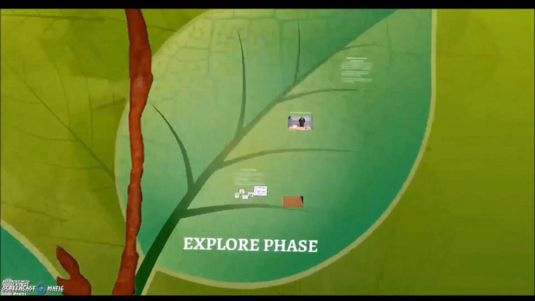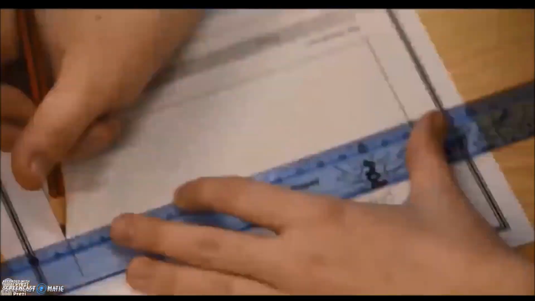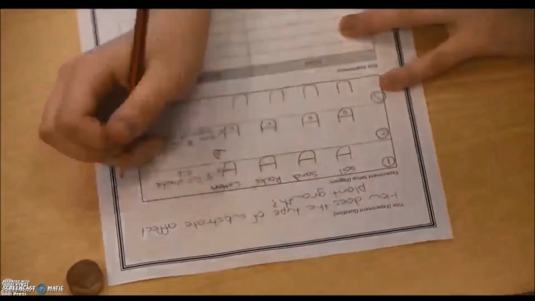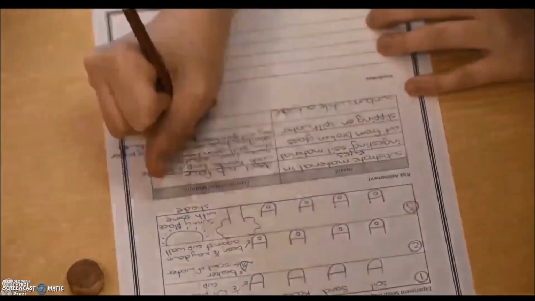The risk assessment discussion will involve questions by the teacher. Questions could involve: what risks could be involved here? How do we minimise the risks? What are some safety rules that we need to follow when conducting an experiment? Following this, students will individually answer and complete Section P of the POE journal.